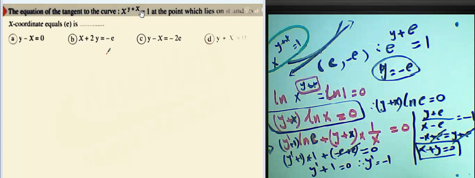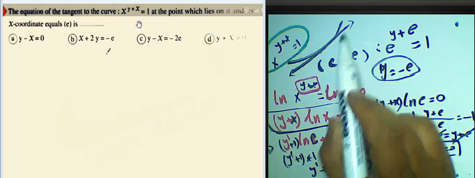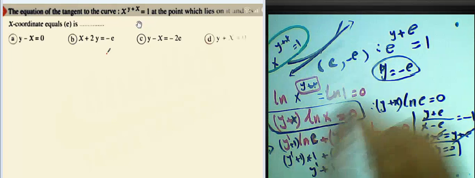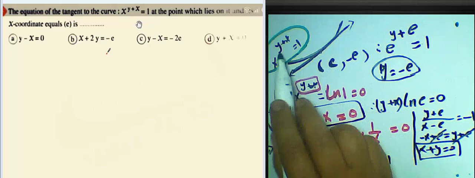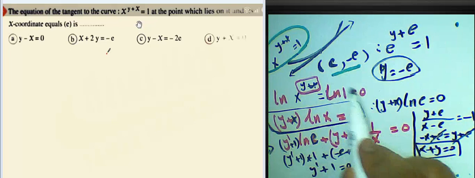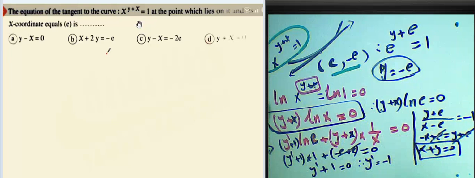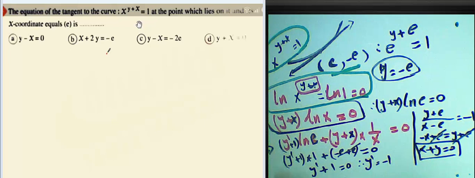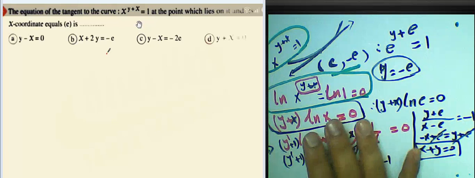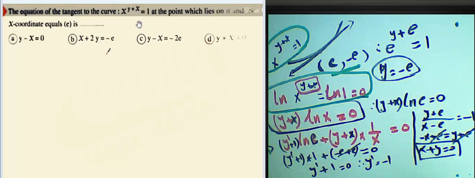The equation of the curve: you want to find the equation of the tangent straight line to the curve at the point e. Put x equal e, then y equals negative e. We can use ln on the left-hand side and the right-hand side to simplify, because we have a power expression in this term. Then derive this function, first.